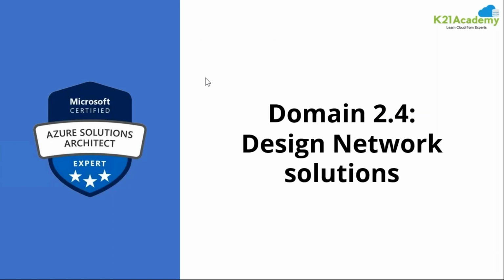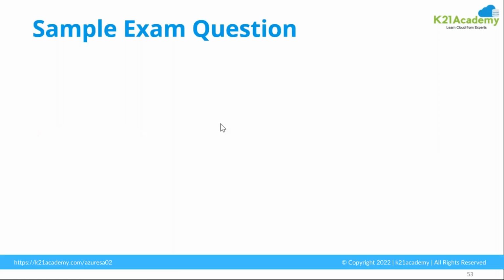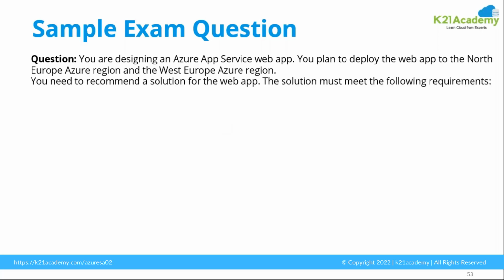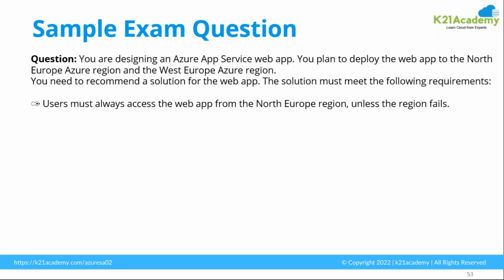Now, this will be another domain, that is domain 2.4. Here, we are going to talk about designing the network. In this particular sample question, you are designing an Azure App Service web app, and you plan to deploy a web app to your North Europe Azure region and West Europe Azure region, right? So you have two regions where you are deploying two web applications, and you need to recommend a solution for the web app that meets the following requirement. Users must always access the web app from the North Europe region unless the region fails.